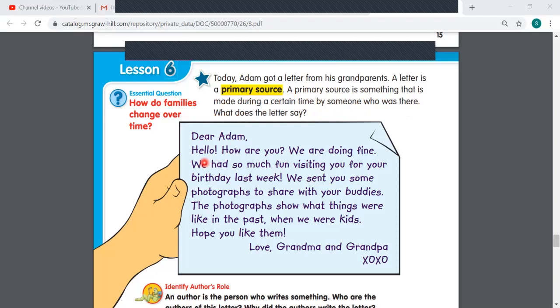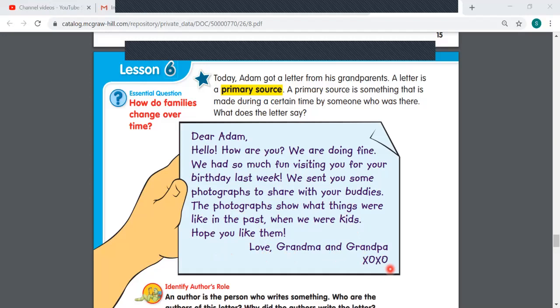Dear Adam, hello, how are you? We are doing fine. We had so much fun visiting you for your birthday last week. We sent you some photographs to share with your buddies. The photographs show what things were like in the past when we were kids. Hope you like them. Love, Grandma and Grandpa. And this is an XOXO. That means hugs and kisses from their grandparents.